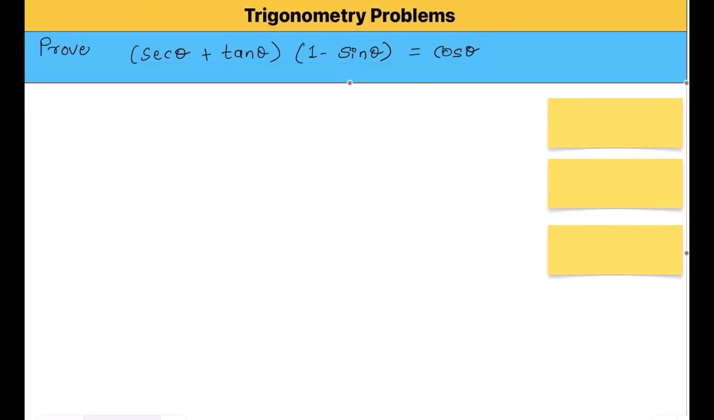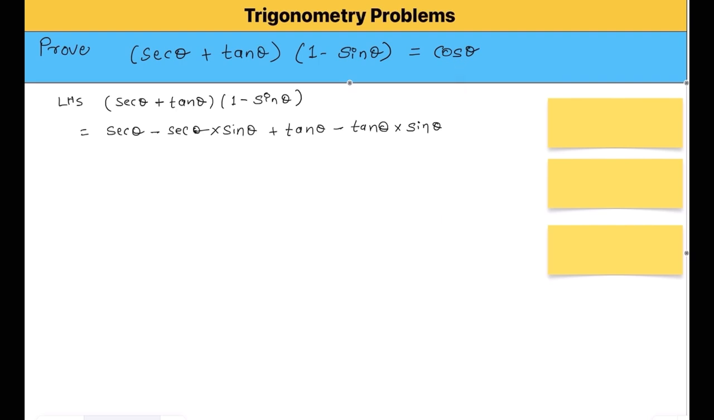Let's move on to the next problem. We have to prove sec theta plus tan theta into bracket 1 minus sin theta is equal to cos theta. Let's take LHS first. We have taken LHS and simplified it. We get sec theta minus sec theta into sin theta plus tan theta minus tan theta into sin theta. How did we get this? Sec theta into 1 is sec theta, sec theta into minus sin theta gives minus sec theta into sin theta. Tan theta into 1 is tan theta, tan theta into minus sin theta gives minus tan theta into sin theta.